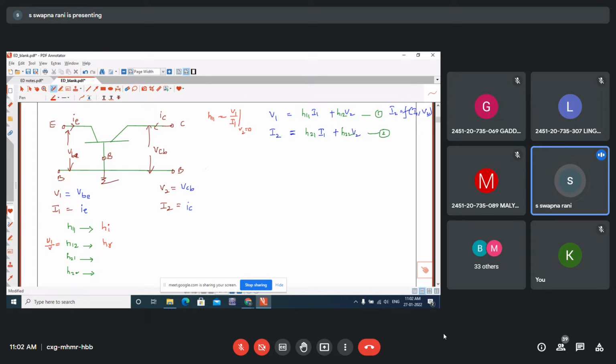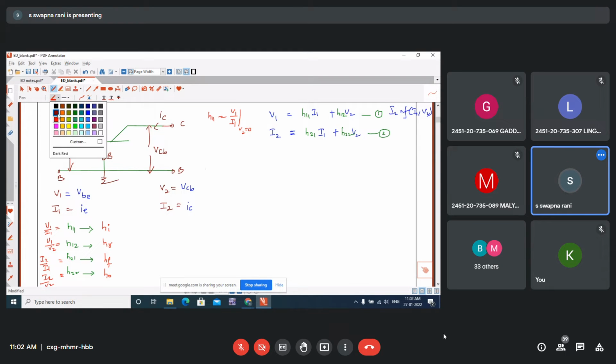Input impedance HI, forward reverse voltage gain HR. If it were V2 by V1 we would call it gain. Now it is V1 by V2. So H11 is input impedance we are calling. So V by I. In the beginning only I have written V by I impedance. Input, so V1 by I1. And H21 is forward current gain. Current gain is output current by input current. And H22 is output admittance. Admittance we are rightly saying, so I by V. Output we are saying, so I2 by V2. So this is H forward, HF, output HO.